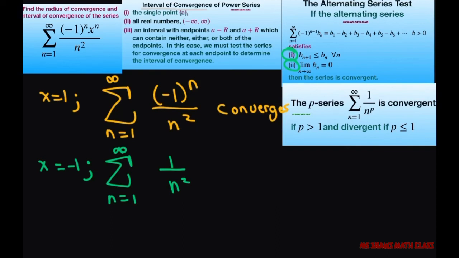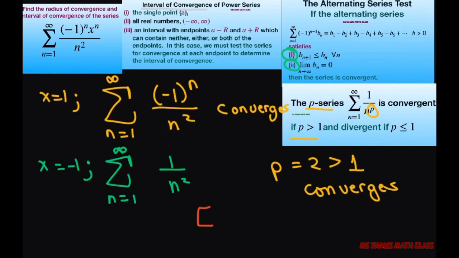Now, according to the p series, this looks like that. Our p equals 2, which is greater than 1. So that means it also converges. Since they both converge, our interval of convergence is, when it converges, that means closed interval, negative 1. This one also converges, so it would be also closed interval. If it said diverged here, it would be open interval or a parenthesis there. And that's it.